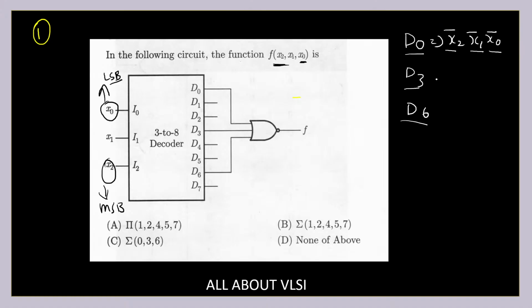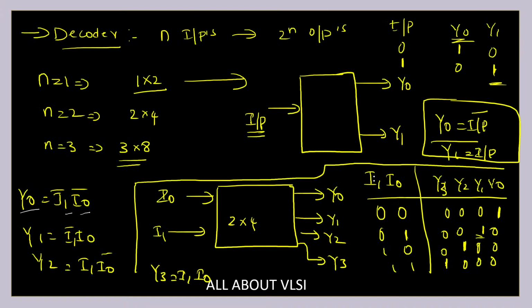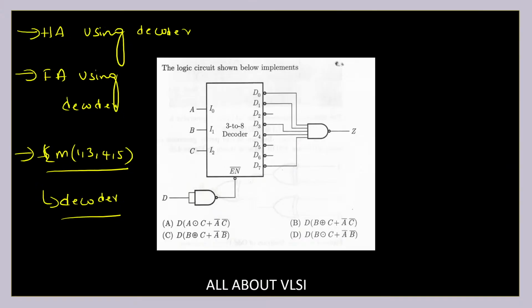And D3. When you are dealing with decoders, one trick you can use is to just write down the minterms in expressions of inputs. So what is D3? x2 complement, x1, x0. And what is D6? D6 is x2, x1, x0 complement. These are the different expressions which are given to the NOR gate. Now we just need to solve it. So let us solve this.